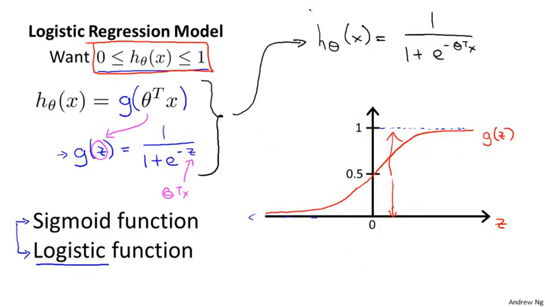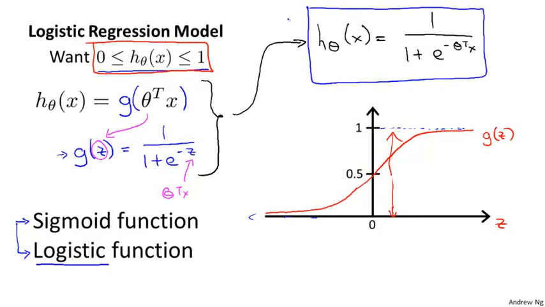Finally, given this hypothesis representation, what we need to do, as before, is fit the parameters theta to our data. So given a training set, we need to pick a value for the parameters theta, and this hypothesis will then let us make predictions. We'll talk about a learning algorithm later for fitting the parameters theta. But first, let's talk a bit about the interpretation of this model.